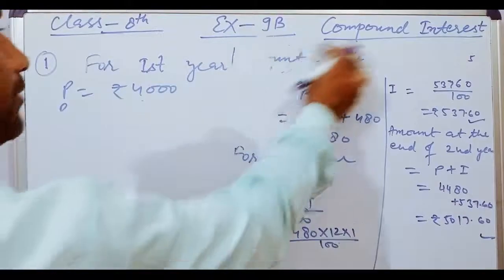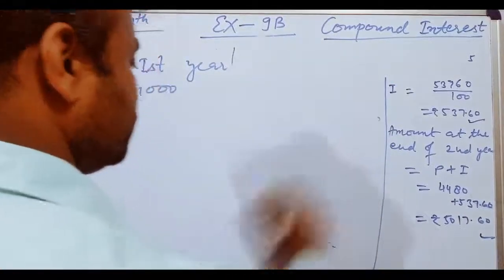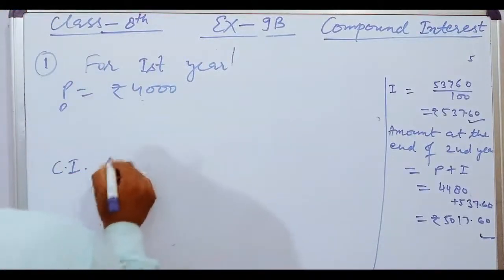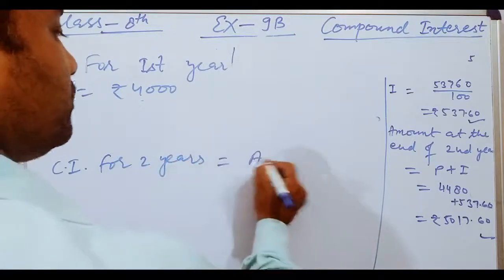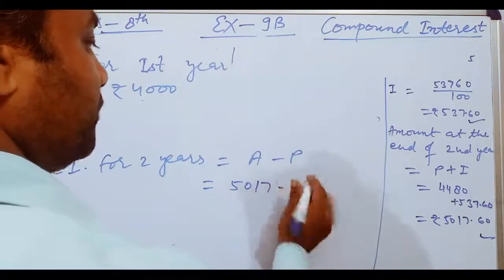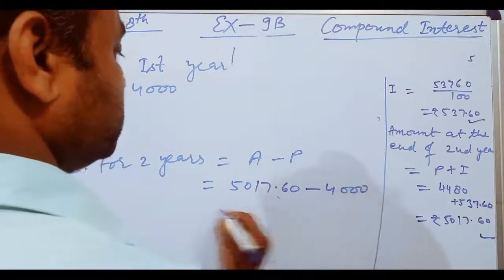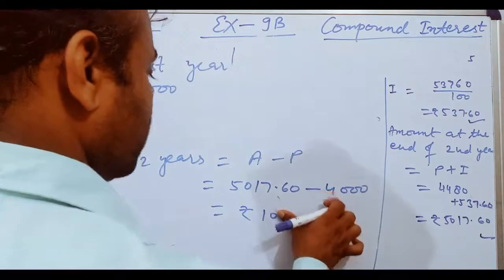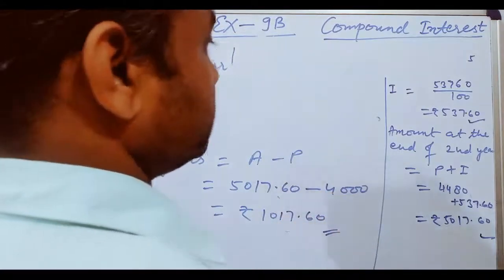Now we have to find compound interest. What is the compound interest for 2 years? CI for 2 years equals amount minus principal, which is 5,017.60 minus 4,000 rupees, which equals 1,017.60. This is the answer.